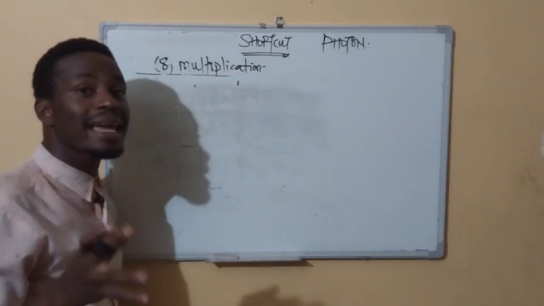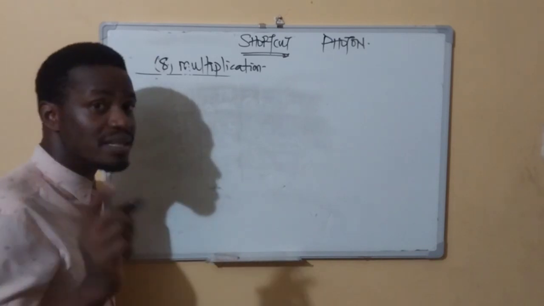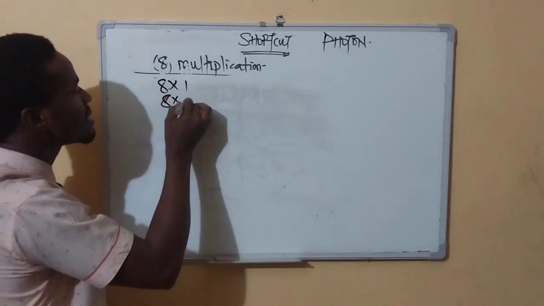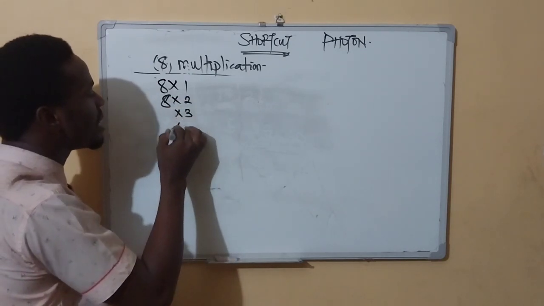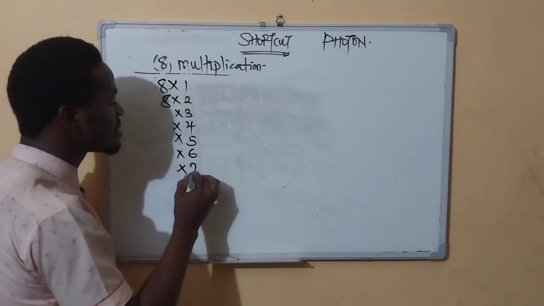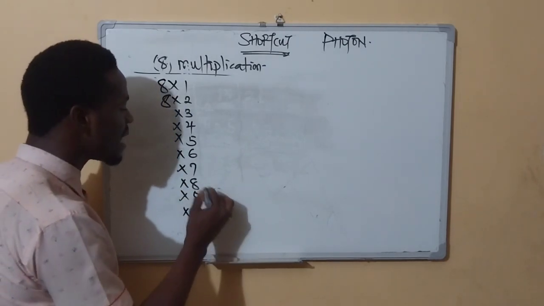6 times 1 to my 8 times 10. Very easy. The same way you did your 6 times is the same way you're going to do your 8 times. 8 times 1, 8 times 2, times 3, times 4, times 5, 6, 7, 8, 9, and 10.